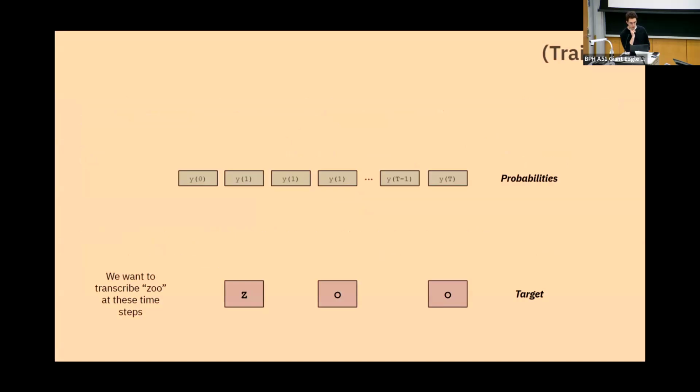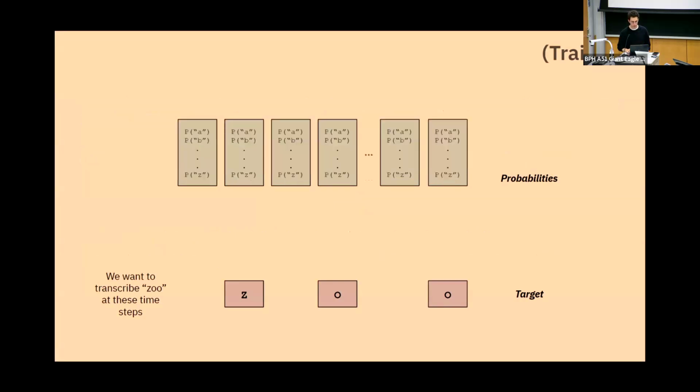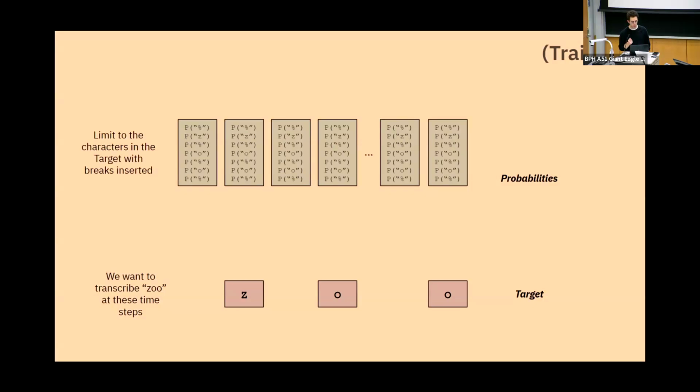So going back to our setup, just removing a bit of the noise from this page, our model outputs probabilities at each time step, and then we wanted to transcribe zoo at these specific time steps. That was our target. And really what the model's outputting is just a probability distribution over the tokens or characters that are our options. But in this case, what we're going to do is limit only to the characters in the target, and then also have breaks inserted.